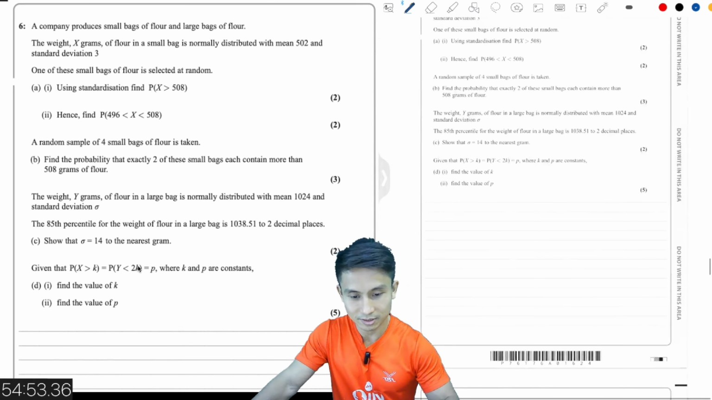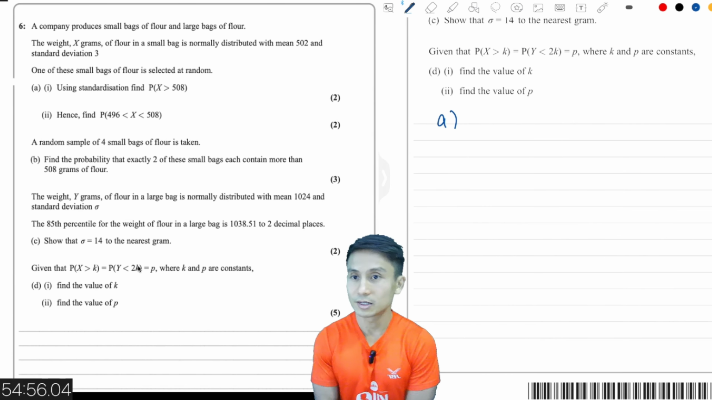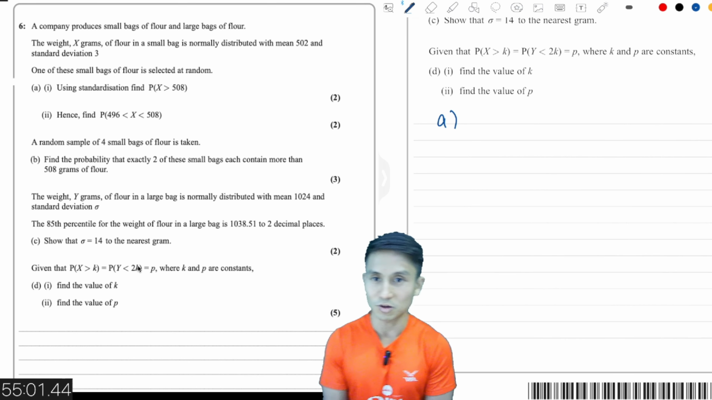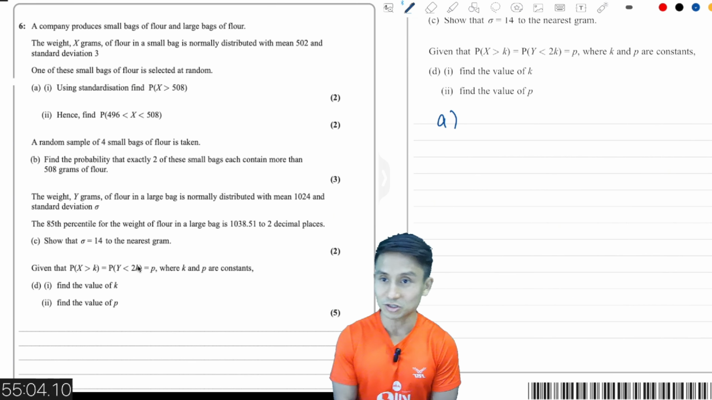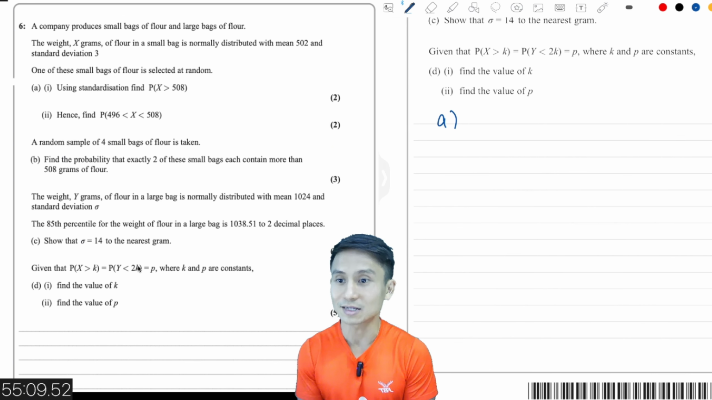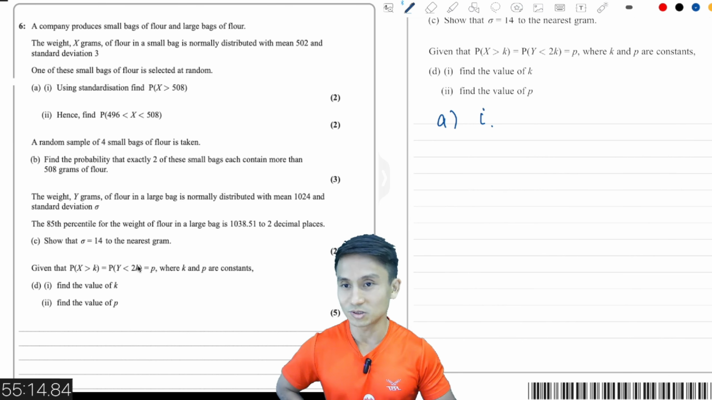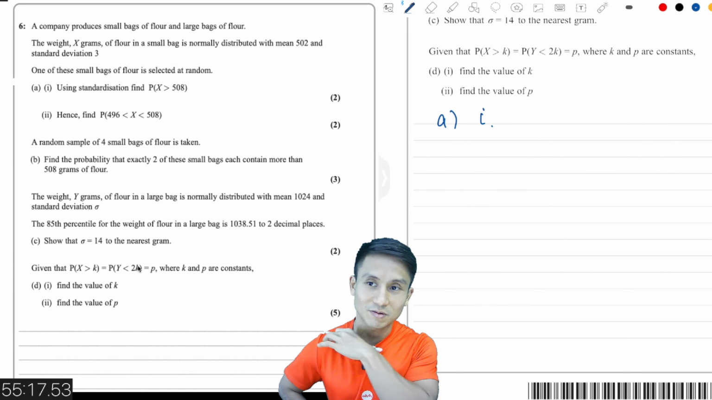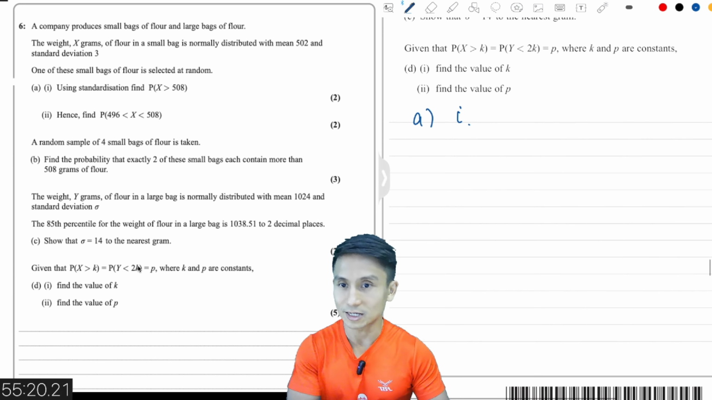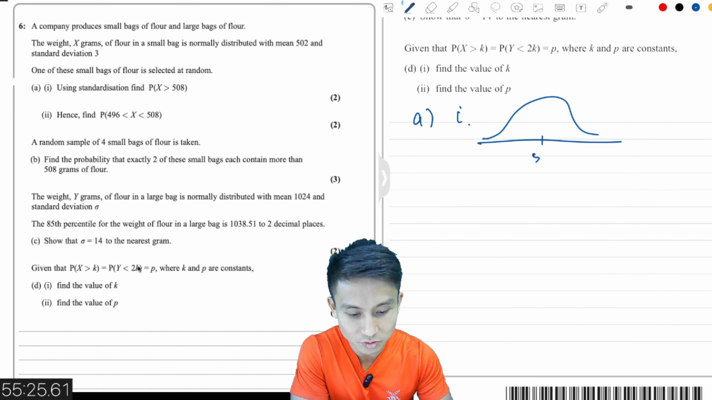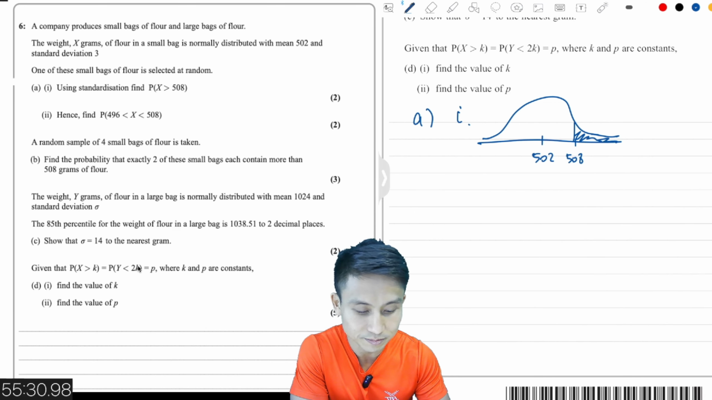Number 6, part A. Company produces small bags of flour and large bags of flour. The weight X grams of flour in small bag is normally distributed with the mean of that, standard deviation of that. One of the bags of flour is selected at random. Part A, I use standardization. Well, it's just normal distribution. Find P of X greater than 508. Okay, so basically we draw a little bell curve here. The mean is 502, so that's a little more than the mean. So we want this area here.